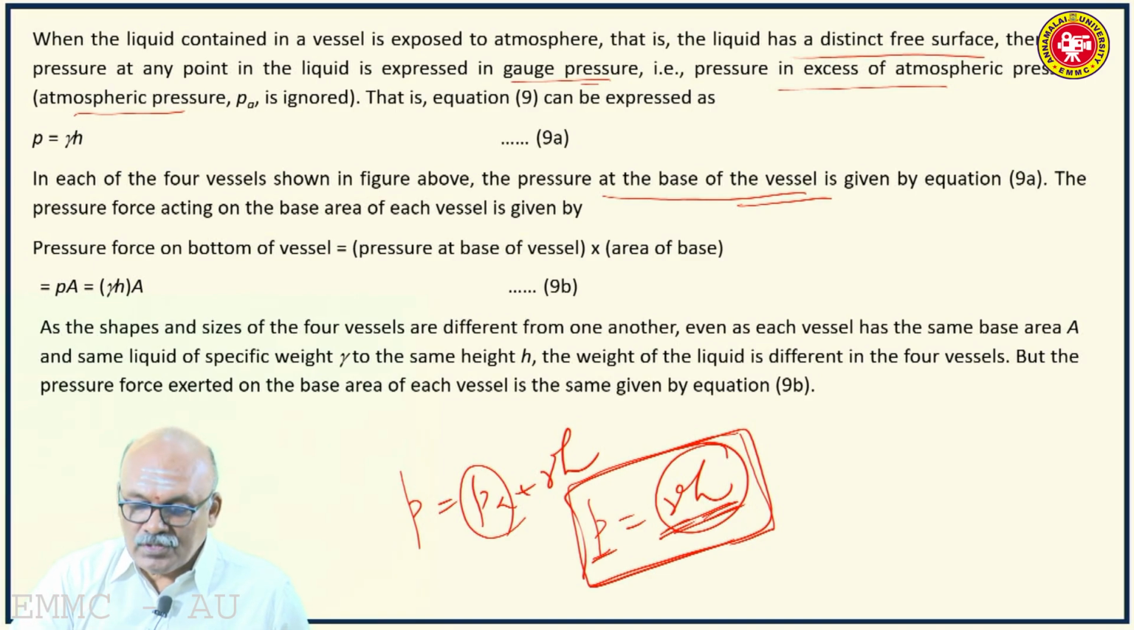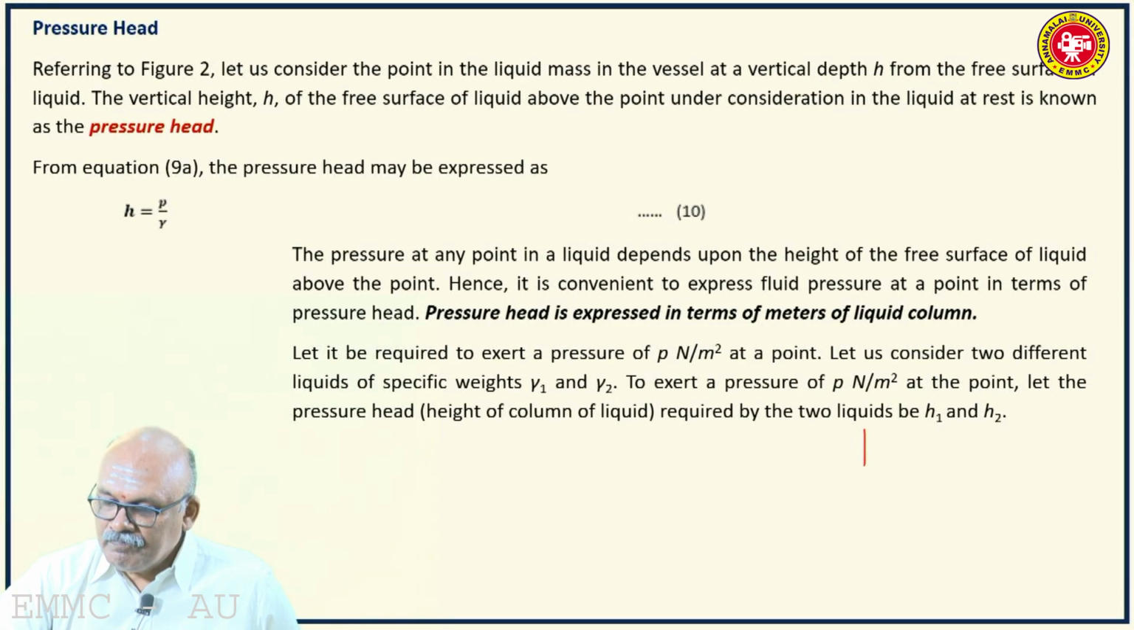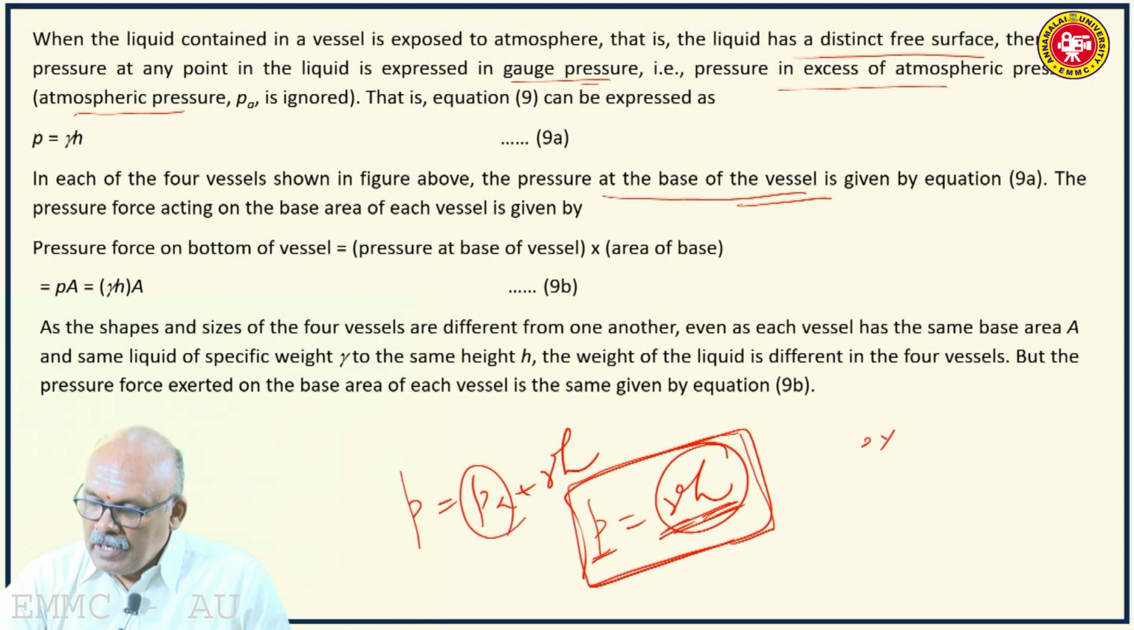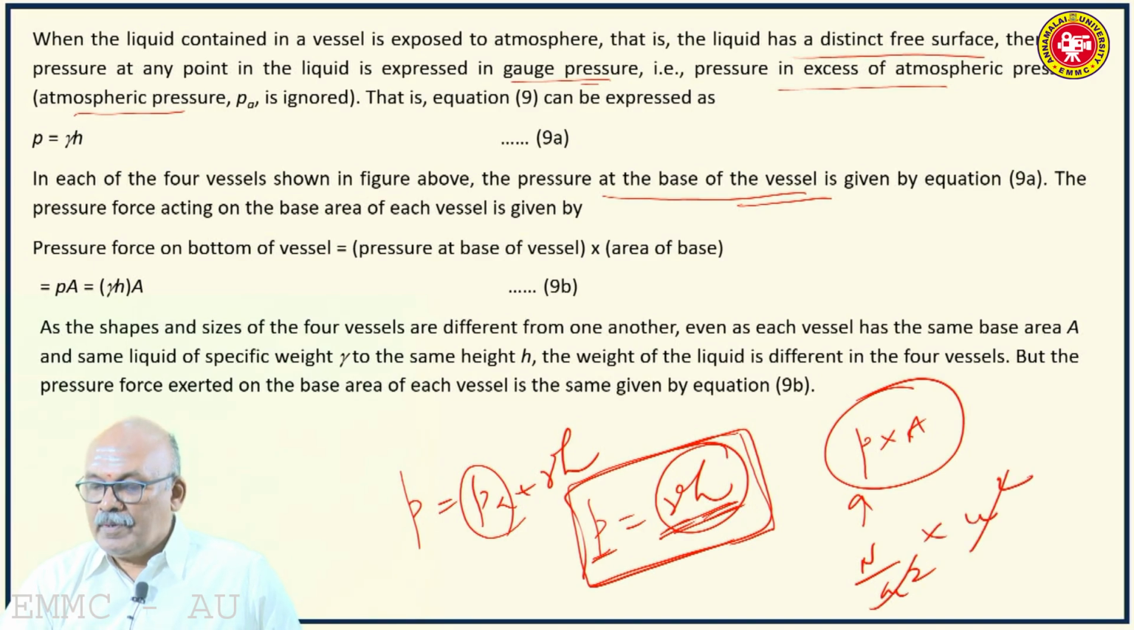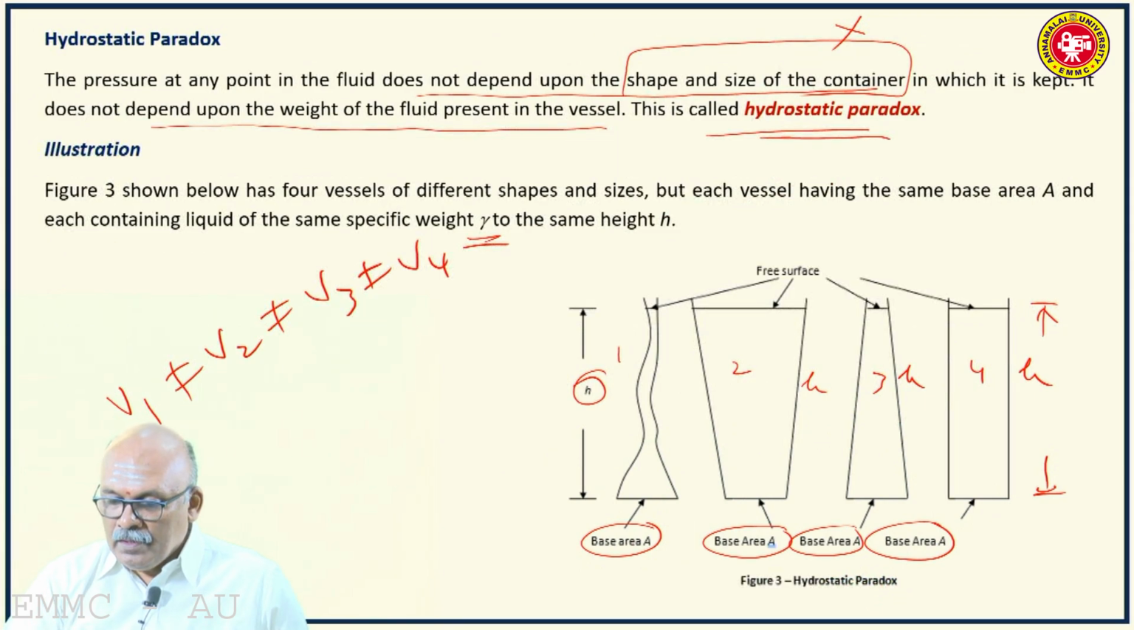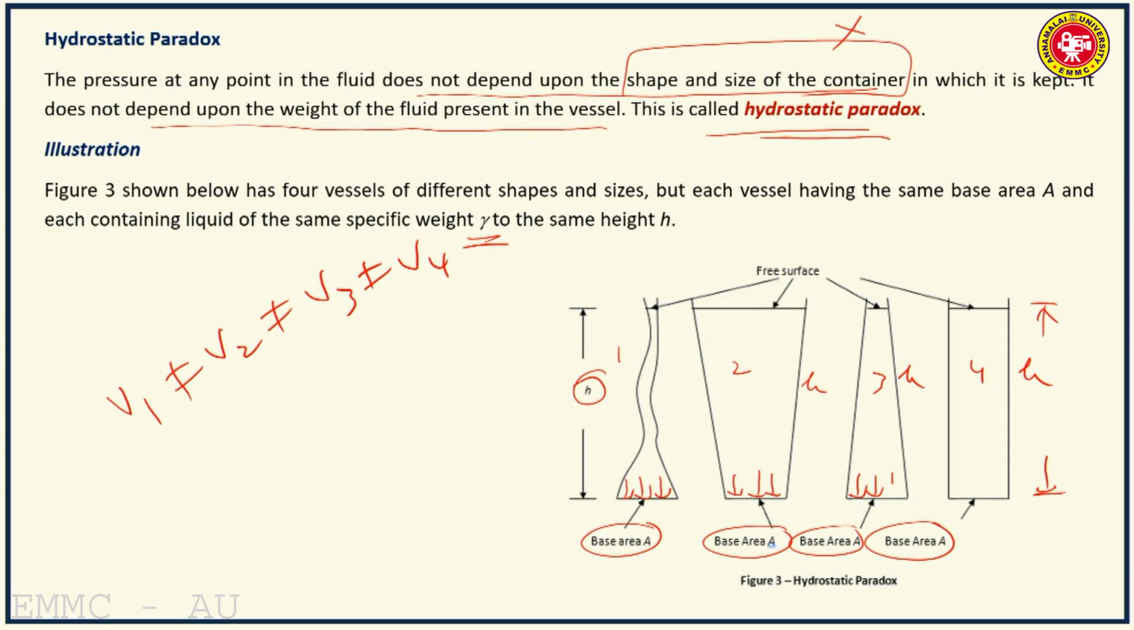So what is the pressure force? The pressure force is pressure intensity multiplied by area. This is Newton per meter square and this is meter square, so you get Newton. So the pressure force acts normal to the base area. So here everywhere the pressure is gamma h and the pressure force is P is equal to P into A, that is gamma h into A, or you can write gamma A h.